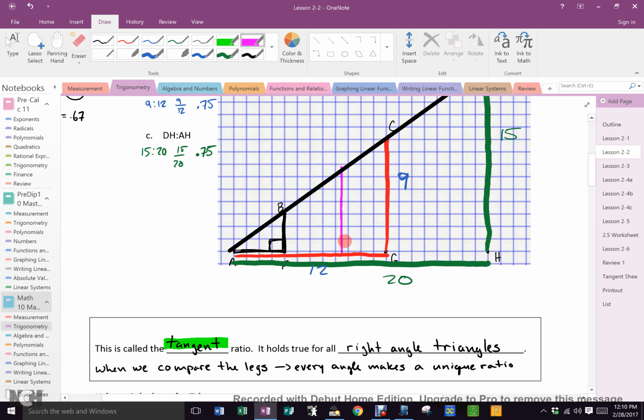Can you tell me exactly how long this line is? Exactly. No, you can't. Can you tell me exactly how tall this line is? No, you can't. But if I told you that this was X and this was Y on the purple triangle, could you tell me what X over Y would equal? What would it be in this triangle?